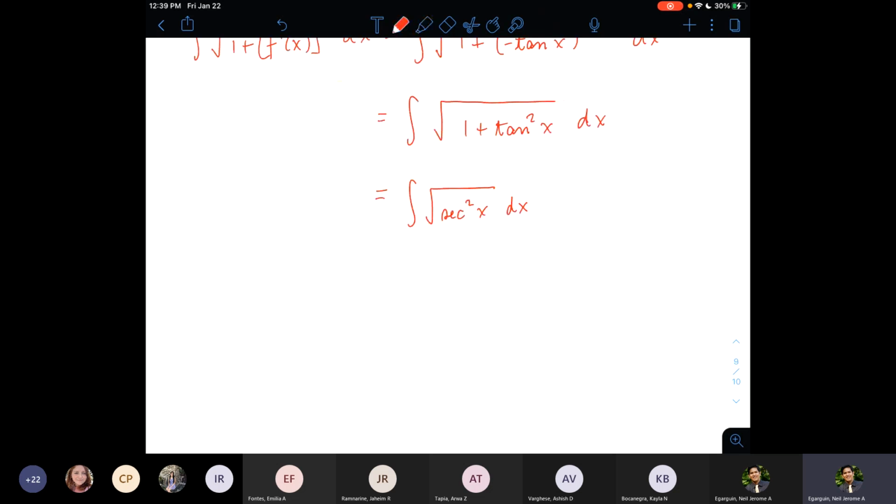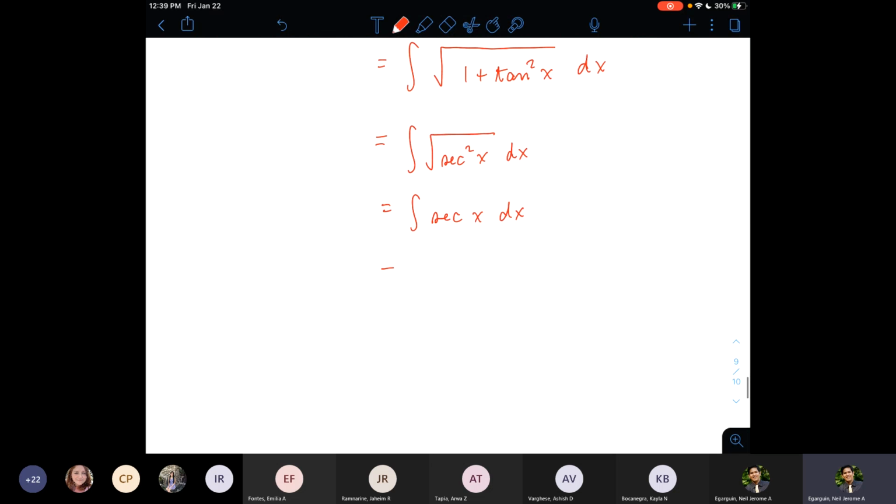And then I simplify. I have a square inside the square root, so this will just be the integral of secant x dx. And do you still remember what's the integral of secant x? Unfortunately, I don't think this is in the cheat sheet that I uploaded. But if you go back to your notes in 1431, you will see that this is the ln of the absolute value of secant x plus tangent x plus c.